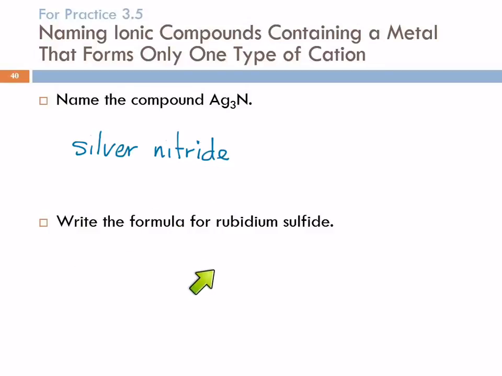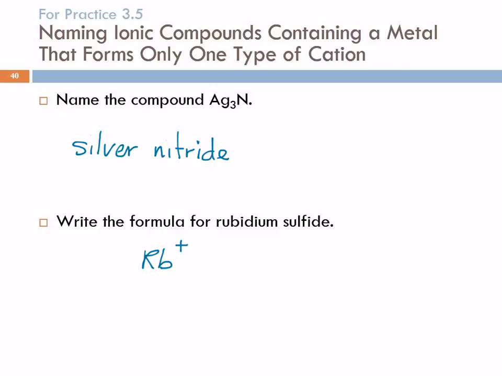And then write the formula for rubidium sulfide. Writing the formula, we're just going to write the symbols for the ions with their charges, and then figure out how to put them together. So rubidium is the symbol what? Rb. And what group is it in? 1A. So it's plus 1 charge.